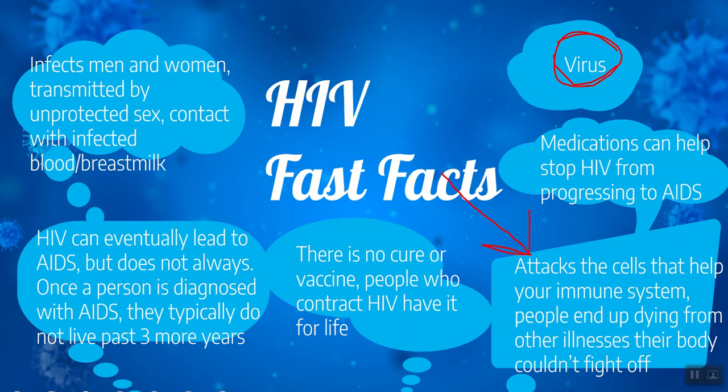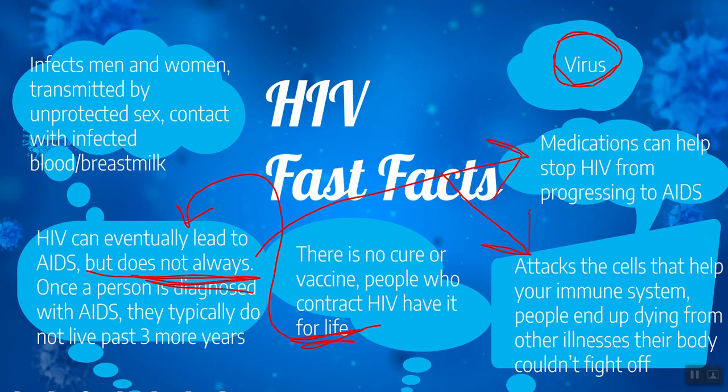And unfortunately, there is no cure or vaccine for HIV at this moment. People who contract HIV have it for life, which is dangerous because HIV can develop into AIDS. Now, AIDS is not the same as HIV. People are diagnosed with AIDS once they have contracted HIV that has progressed to a point where their immune system is considerably weak. It is super, super weak. But HIV does not always lead to AIDS.